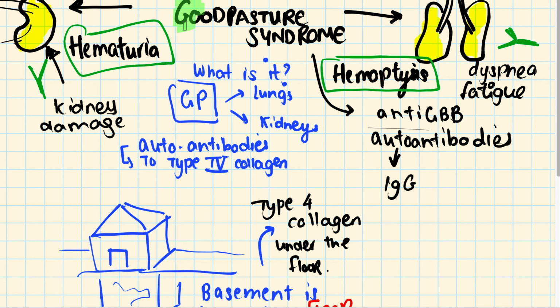Now, Goodpasture syndrome has a G in it. This is the way I remember it, okay? Goodpasture syndrome has a G in it. Glomerular basement membrane, anti-GBM, has a G in it. And finally, IgG has a G in it. So there's 3 letters, all 3 Gs, and 2 systems. So Goodpasture syndrome affects 2 systems, and it's to do with IgG.